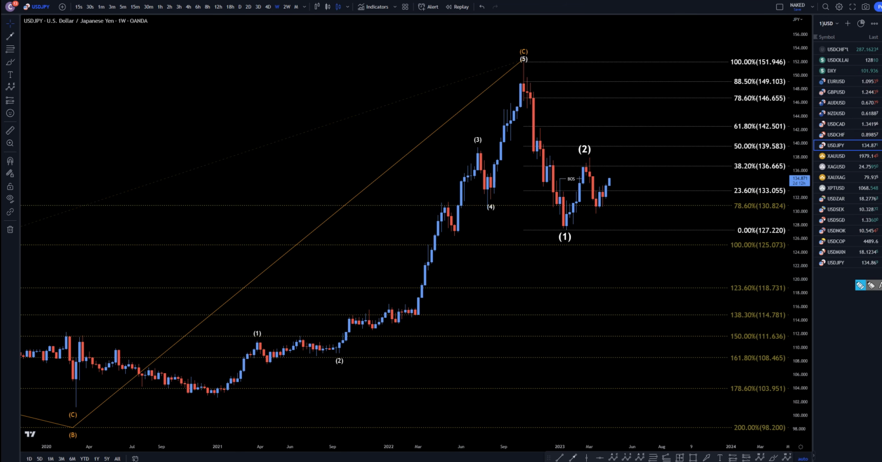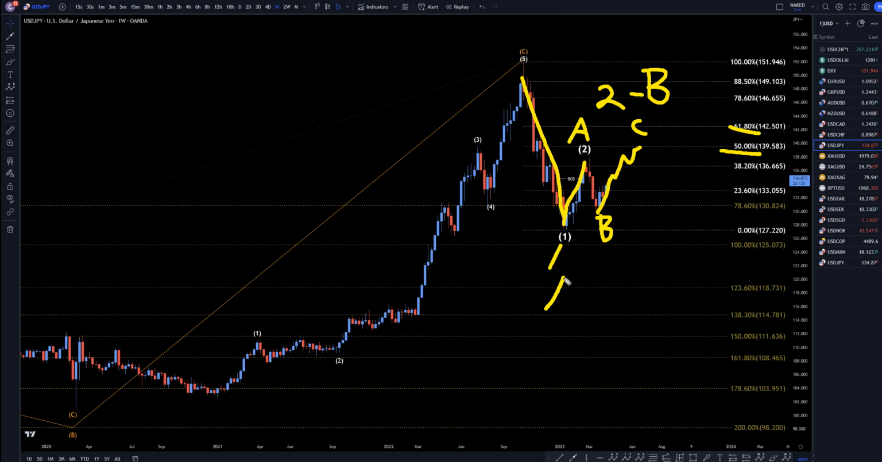Now, on the weekly time frame, I was originally thinking that this was a 1 and that this already made a 2, but the way this is going up and the way the yen pairs are moving, I think there's a good chance this is an A, this is a B, and that we're now going to actually keep going up for a C. Probably all the way up to like the 50 or the 61% to make either an ABC of 2 or possibly an ABC of B, because this move down could be a 1, but it could also be a wave A, and then we could go down for a C or possibly a wave 3.